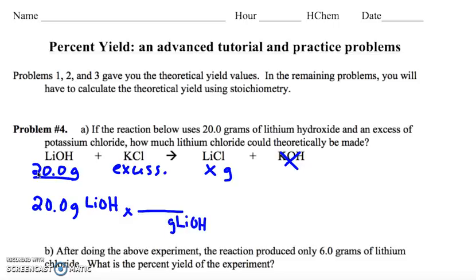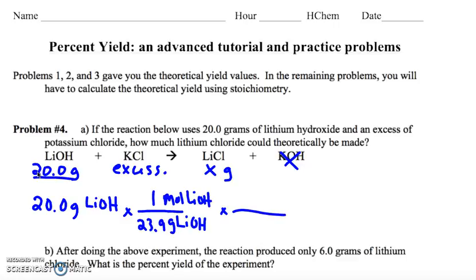So I'm going to put grams of LiOH in the denominator and moles of LiOH in the numerator. It's always 1 mole is equal to the molar mass of lithium hydroxide, which when you add up 1 lithium, 1 hydrogen, and 1 oxygen, you get 23.9 grams.